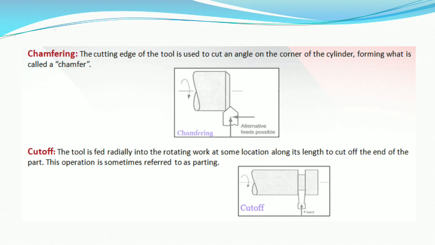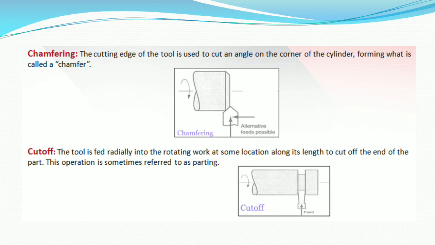Next, chamfering. The cutting edge of the tool is used to cut an angle on the corner of the cylinder, forming what is called a chamfer. And there is a figure of chamfering where alternative feeds are possible.